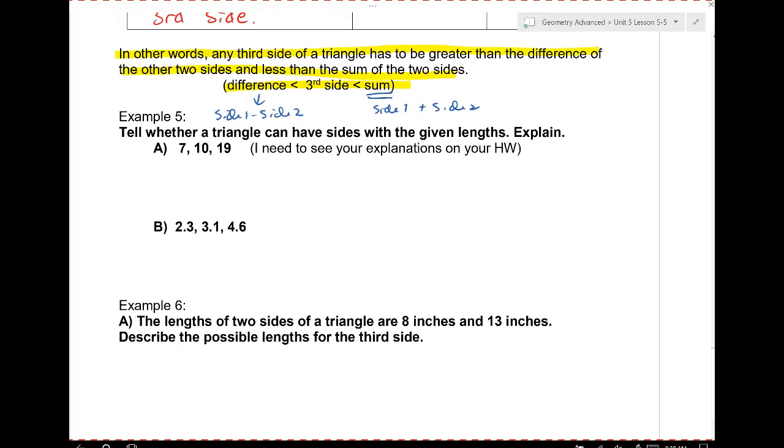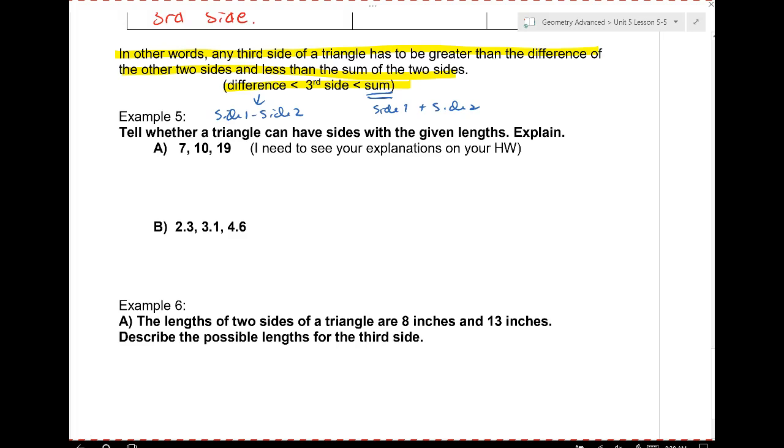Here's the easy part. Tell whether a triangle can have sides with the given lengths. Explain. Now notice what it says on your homework. I need to see your explanation. You can't just say yes or no. Okay, you just gotta tell me why. On this first one, I have 3 segments, 7, 10, and 19. Can they make a triangle?